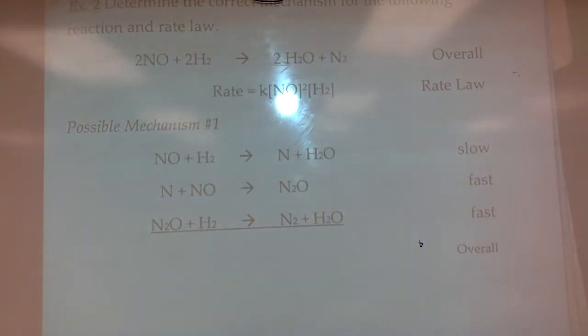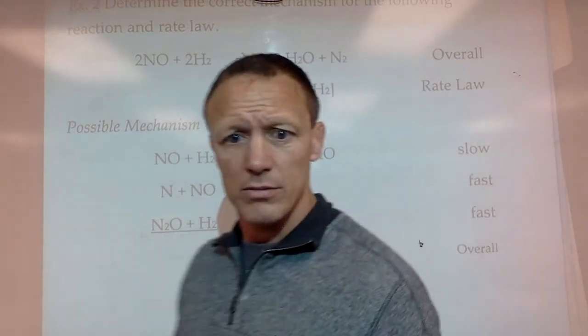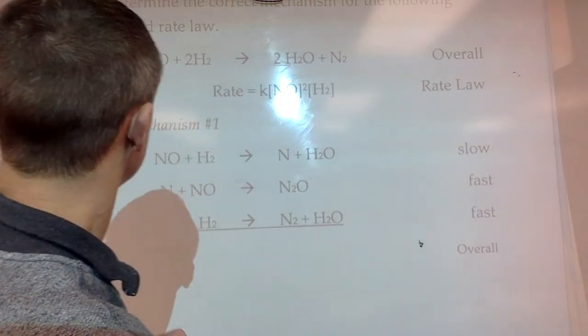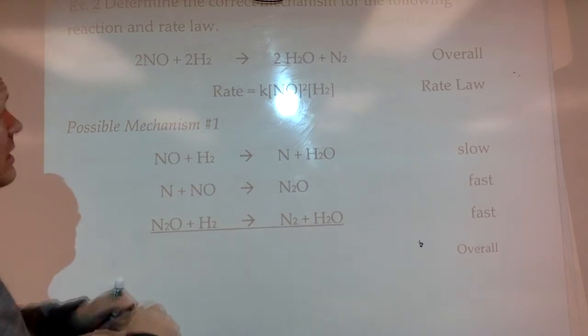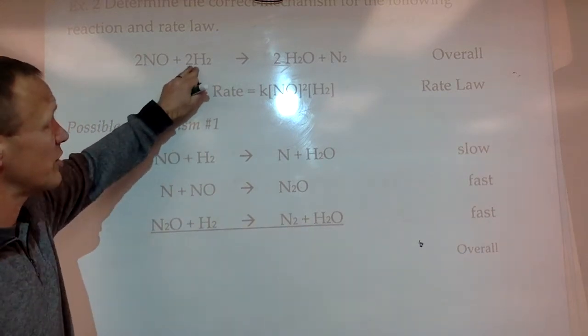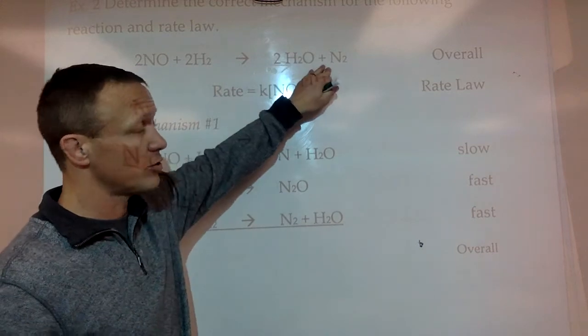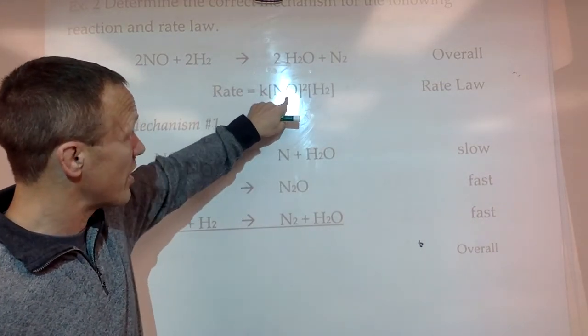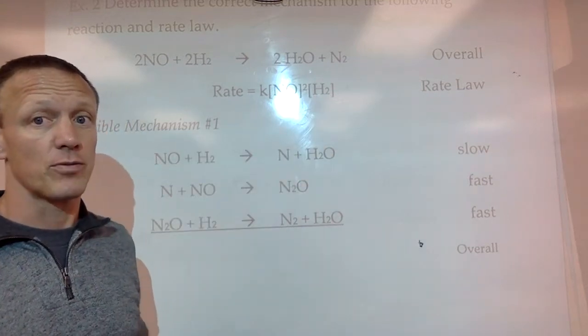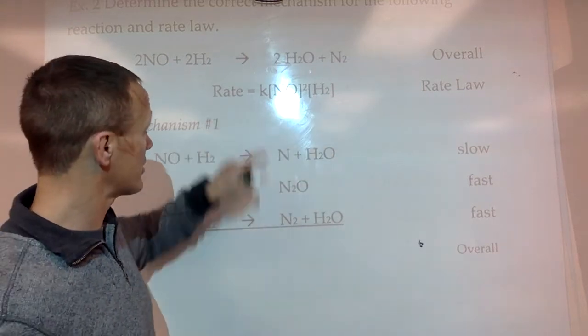Next part, determine the correct mechanism for the following reaction and rate law. First of all, here's the overall reaction we want: 2 NO plus 2 H2 to make 2 H2O plus N2. So we need to make sure that this mechanism does that. We want it to be second order for NO and first order with regards to H2 for our rate law. So our rate law is that.